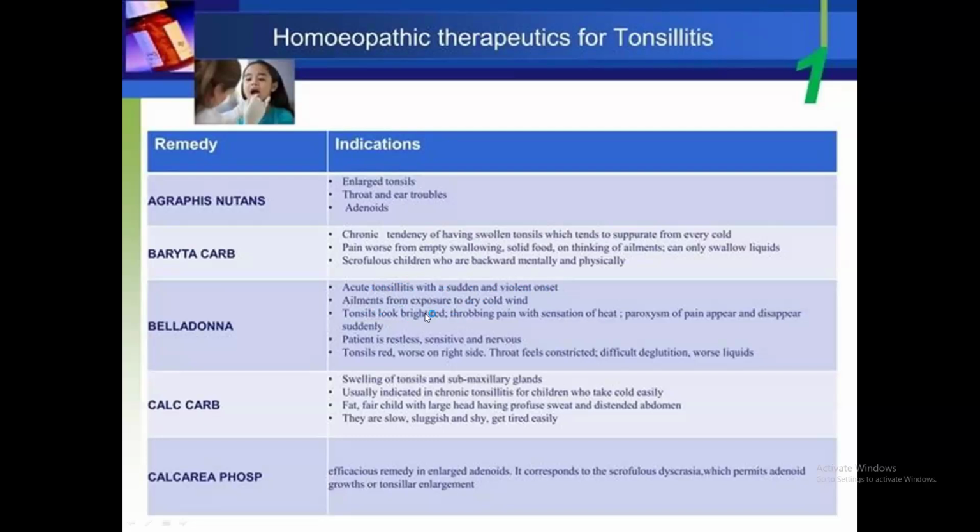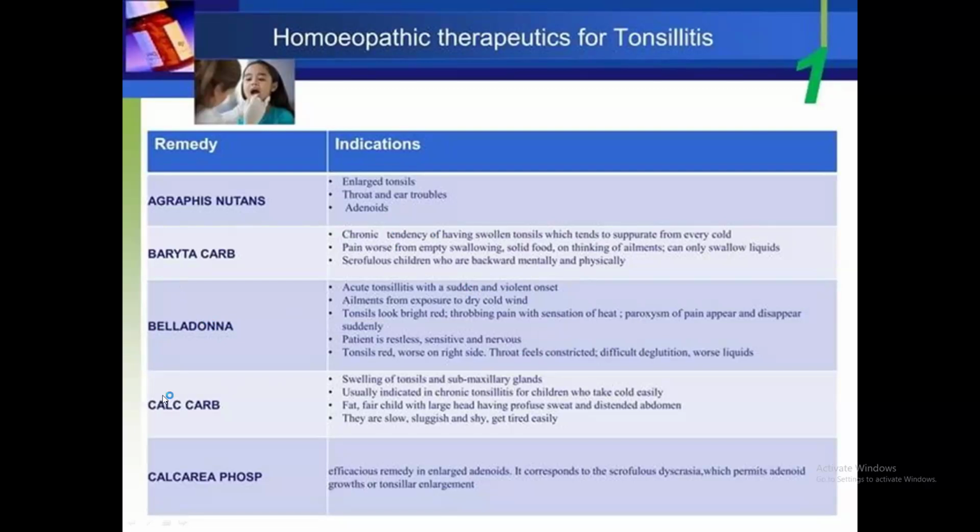Tonsils are very bright red, with throbbing pain and sensation of heat. Paroxysms of pain appear and disappear suddenly. Patient is restless, sensitive, and nervous. Tonsils are red, worse especially on the right side. Tonsil feels constricted, difficulty in deglutition, and all liquids are very painful to swallow. So Belladonna is a very important remedy after Baryta carb, which is most commonly used in cases of acute tonsillitis as well as chronic tonsillitis along with adenoids.